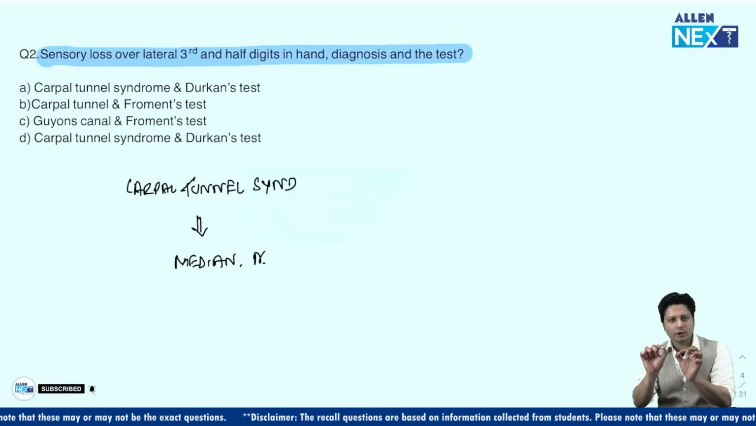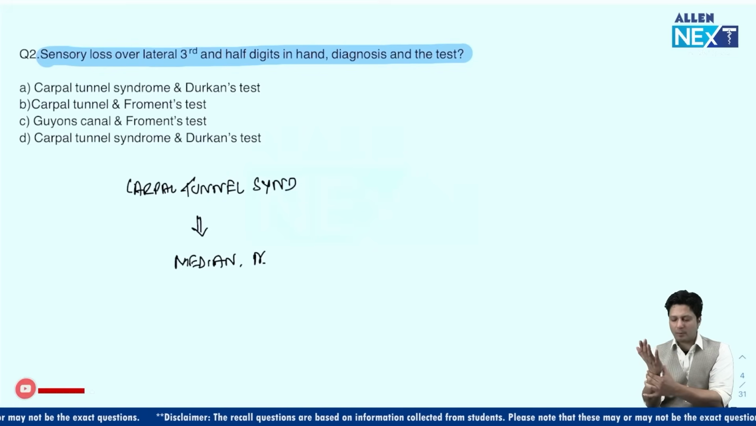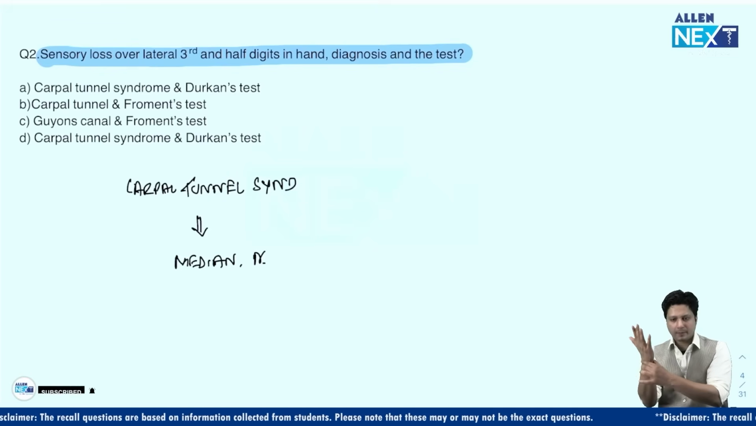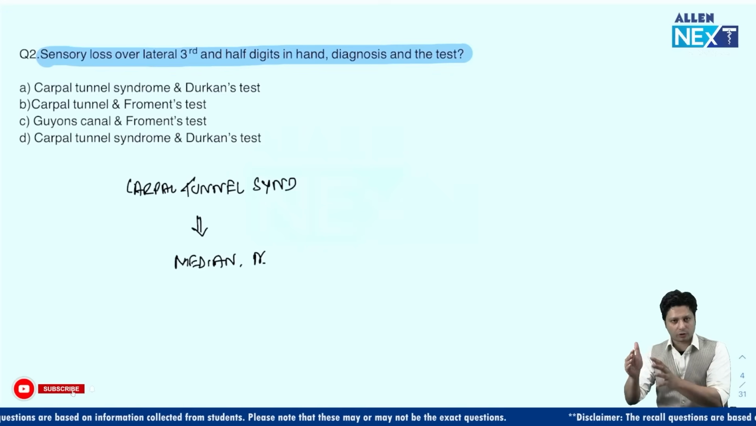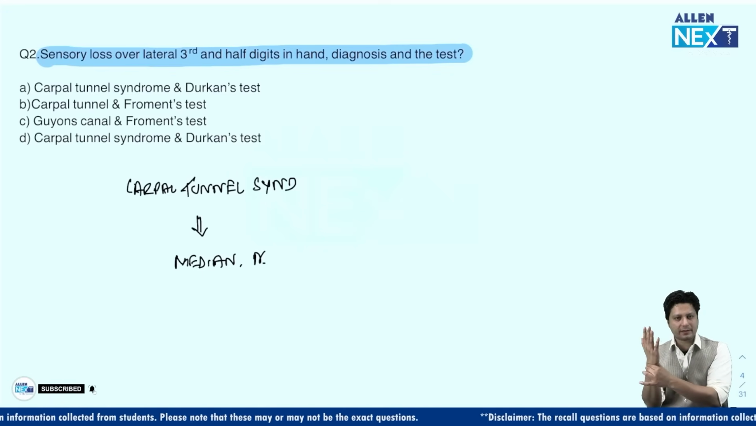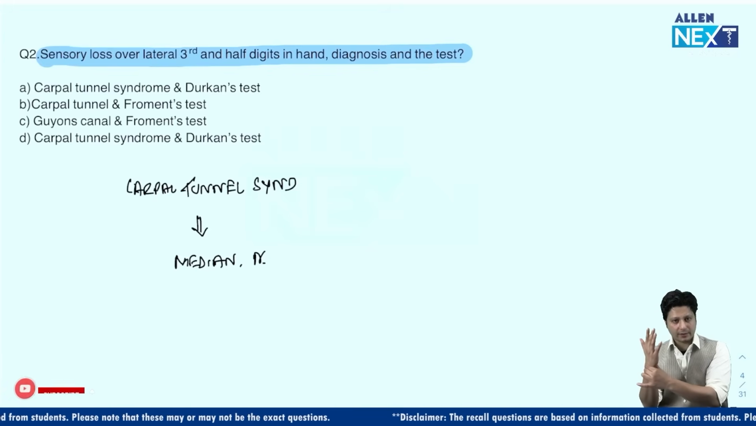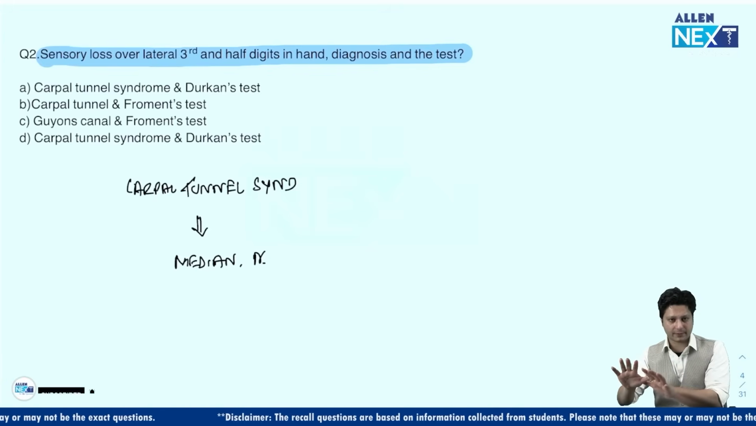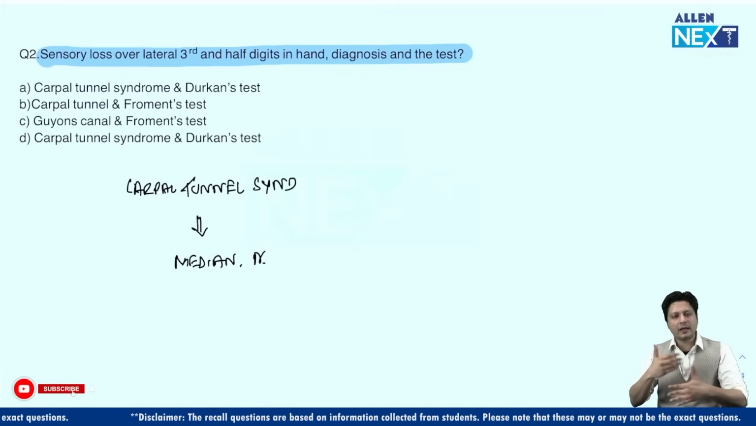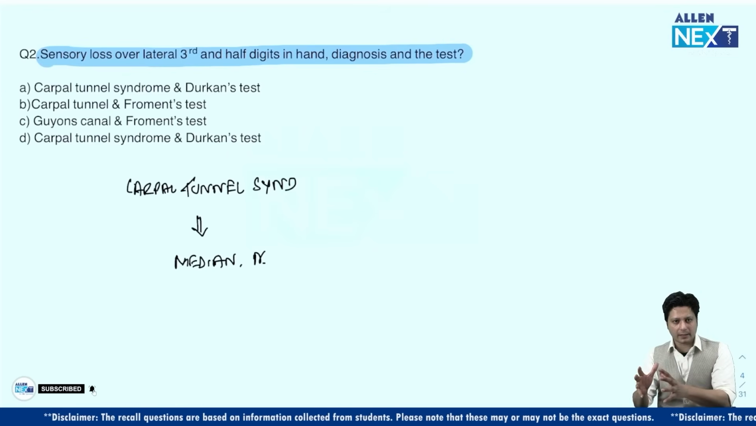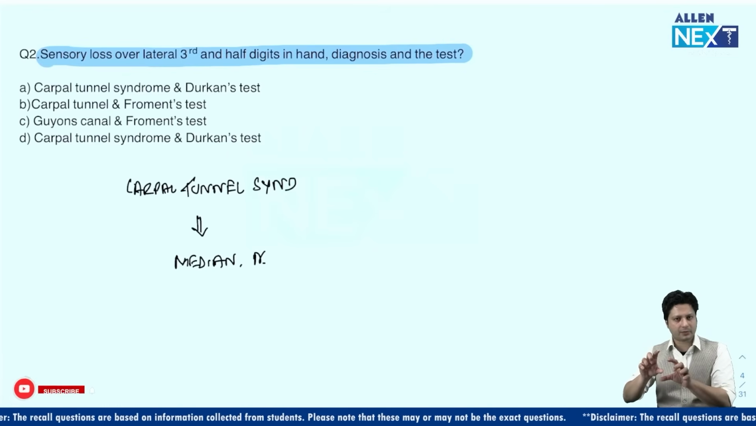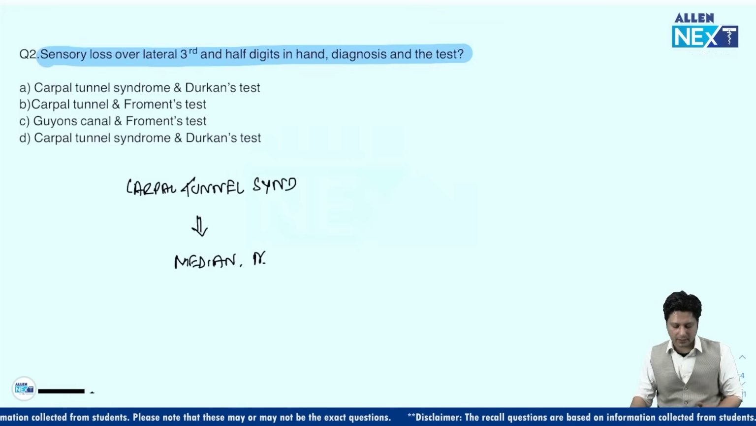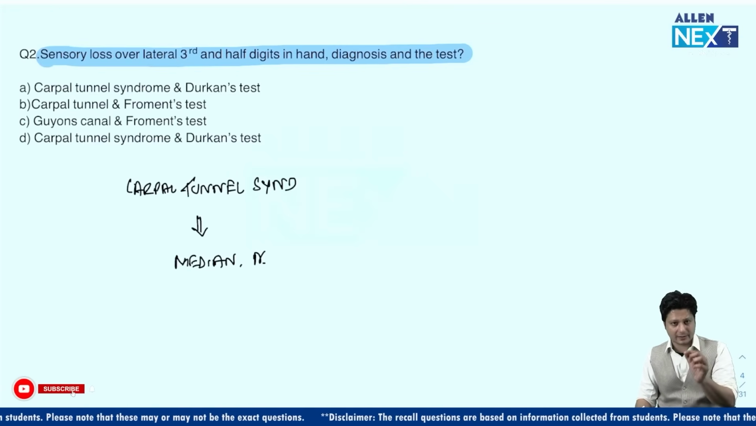Now, what you do is perform a manual compression. As an examiner, orthopedician or physician, you compress this structure at the wrist, putting pressure over the course of the median nerve for a period of 30 seconds. What will happen? All these sensory abnormalities are going to be exaggerated. So this is exactly what Durkan's test is.